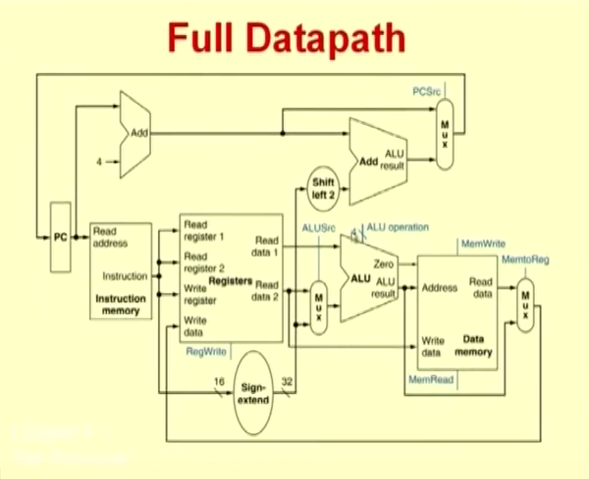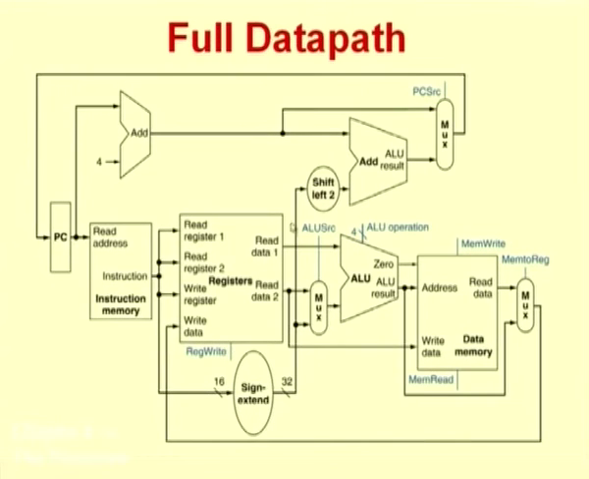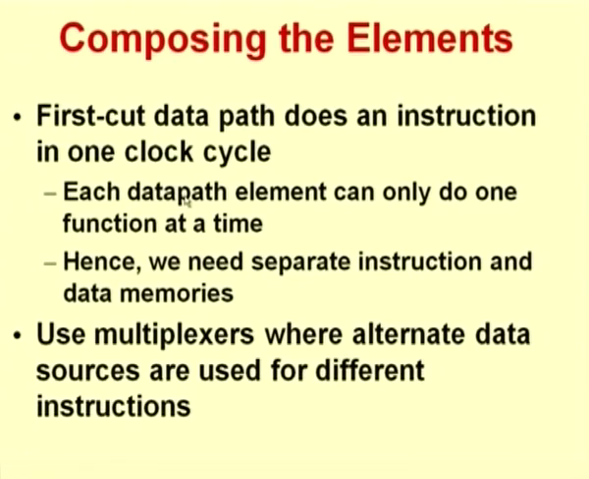Now, you can see that there are so many different control signals that we talked about here. So, the question therefore that comes up is, how do I generate these control signals? And in terms of this design of the data path itself, there are a few things that we need to consider. What we have right now assumed is that for this design, the data path does the entire instruction in one clock cycle. That has been our assumption.